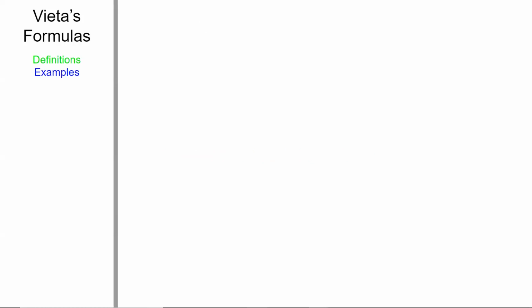So basically, Vieta's formulas are a way to tell you what the solutions to a quadratic or any polynomial are. So let's say I gave you the quadratic 2x squared plus 4x minus, let's say, 1 is equal to 0. So how many solutions does this equation have?